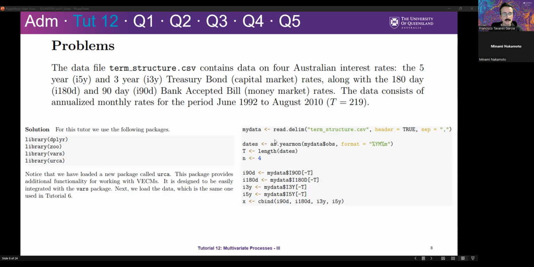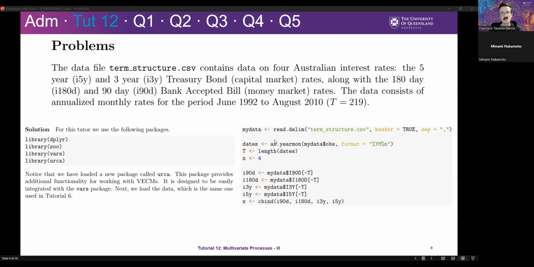We're telling them format equals to first percentage capital Y, because it's a 4 digit year. Then there is an M hanging in between the year and the month. That's why we have a capital M there. And then percentage little m, which is just the month. So after doing that, you see the dates now are interpreted as a month and a year.